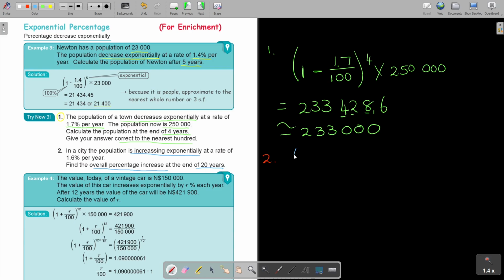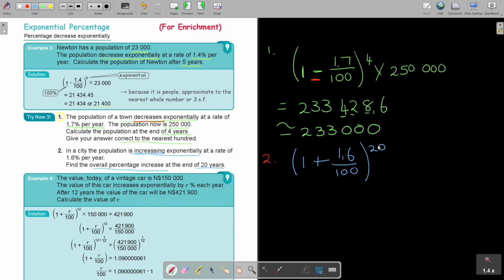So I'm just going to do the same. I'm just going to say 1 plus, but instead of minus now, so the minus was for the decrease, and now for the increase, it's going to be plus. So 1 plus 1.6 over 100. It's not plus minus, so please don't think it's plus minus. Okay, it was just plus. I just underline it. And this is to the power 20.